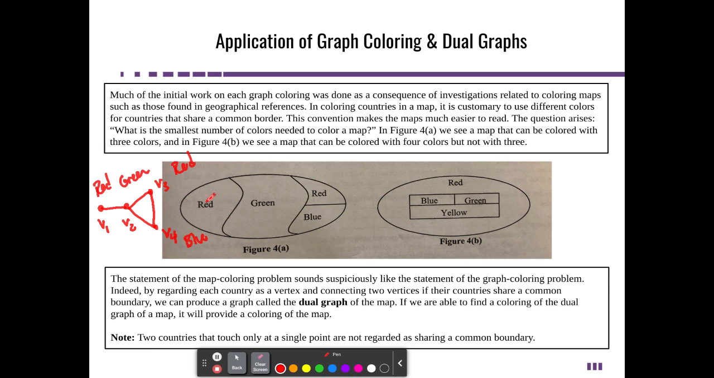Excuse me, I can't count. Red's used twice, so we have 3 colors there. All right, going on to the next graph. So in figure 4b, we see that we need 4 colors for that and not 3.